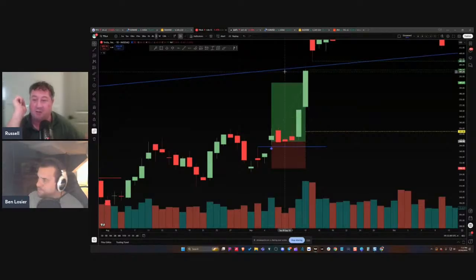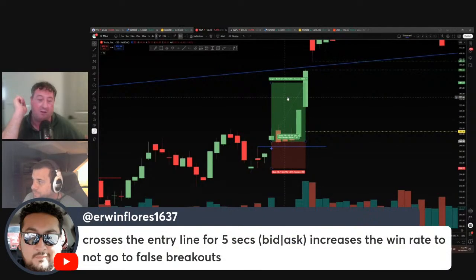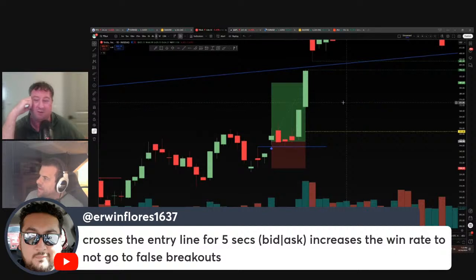Yeah, so I'm just looking at the comments here. Erwin just said one thing that they do is wait until it crosses the entry line for 5 seconds on the bid ask, so it increases the win rate by reducing false breakouts. Have you ever looked at that at all? I have not. No, I have not. So it's like a time-based thing.